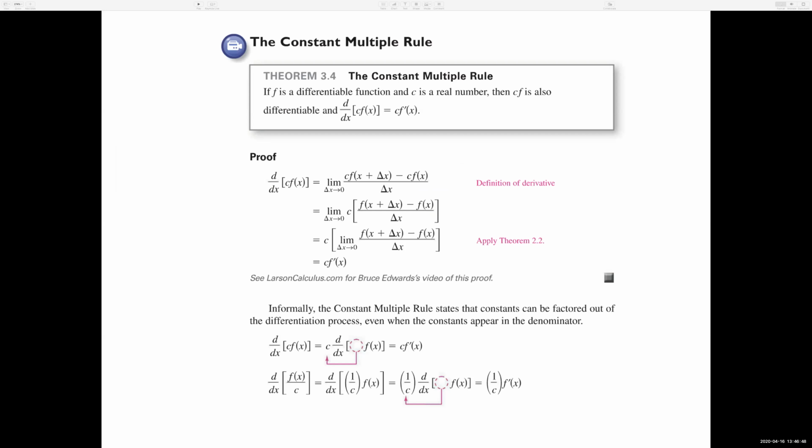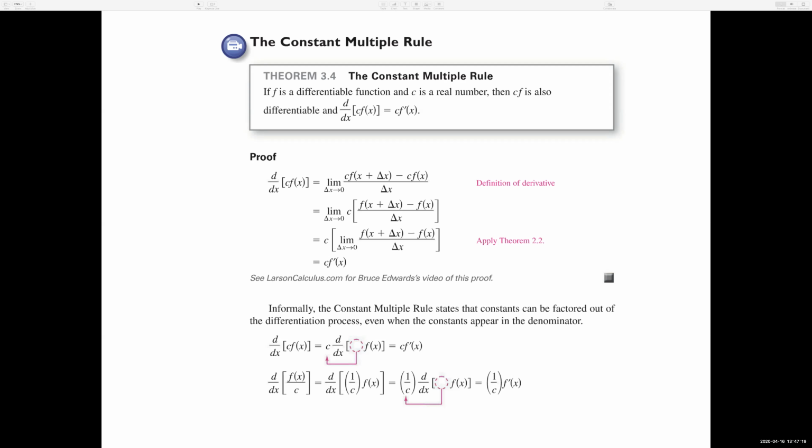And the next rule is the constant multiple rule. So what is the constant multiple rule? It's saying that if function f is a differentiable function and c is a real number, then when you multiply a real number to a function and you differentiate it, it's the same as you take c and multiply it to the differentiation of f of x, c times f prime of x. And again, you can prove it using the limit process.